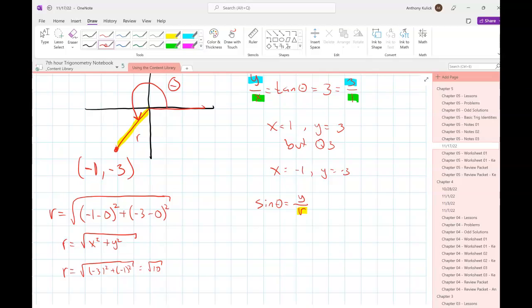Everybody's okay there? So what is sine theta going to be? Y, which is -3, over r, which is the square root of 10. And then we'd probably rationalize our denominator and write that as negative square root 10 over 10.